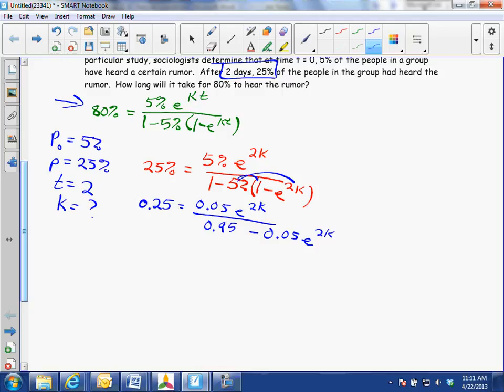So what's 0.095 divided by 0.05? It's 1.9. Put a decimal in it. It's 19 over 1. I don't have a fraction, so let's just leave it. So it'd be e to the 2k over 19 minus e to the 2k. You just make it harder to do it that way.